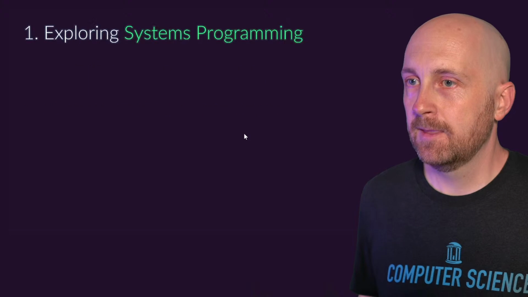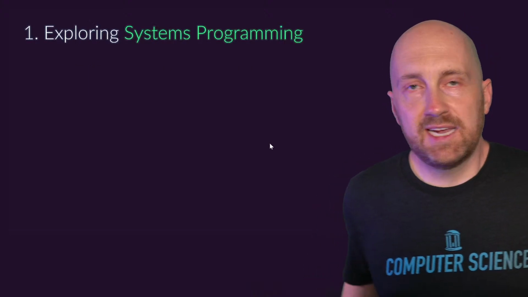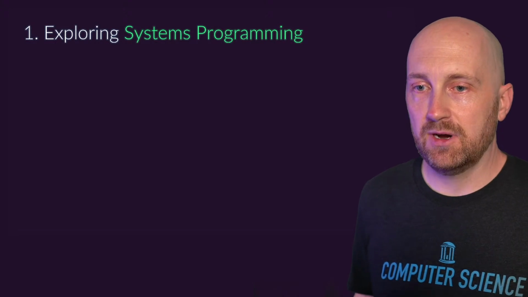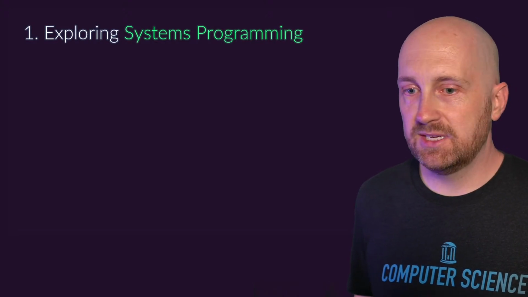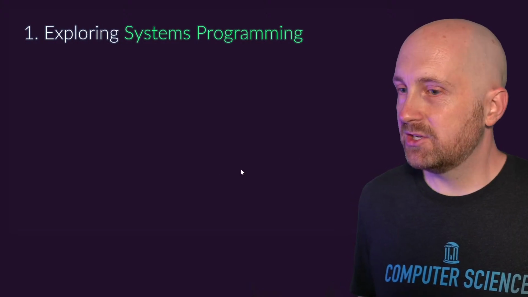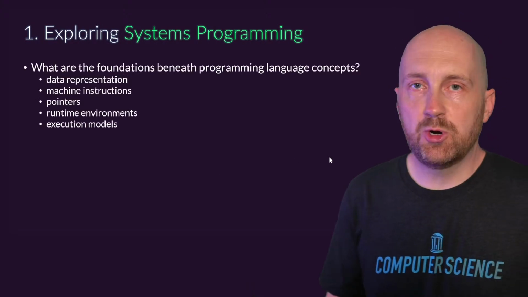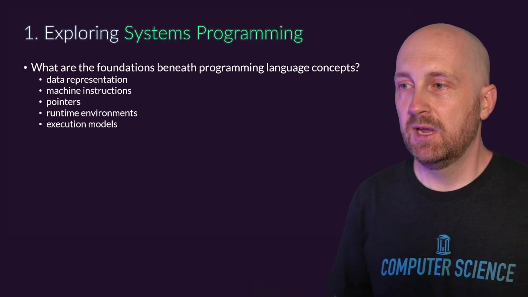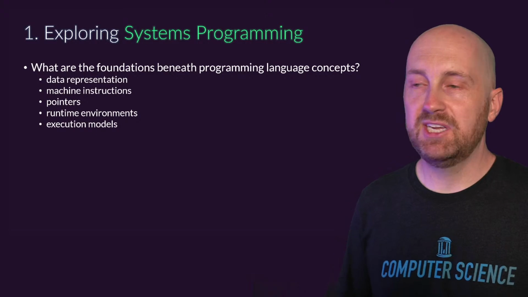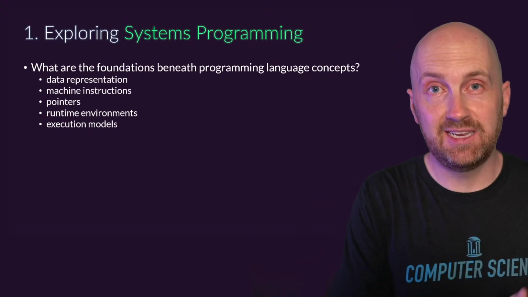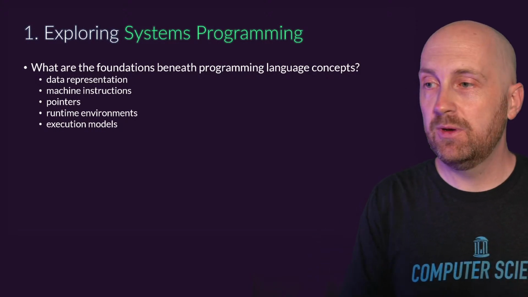All right. So I want to dig into some of the concepts that were mentioned a little bit earlier. And the first is systems programming. Systems programming really has to do with programming language concepts that involve things like data representation, machine instructions, and how your programming language is actually translated into machine code.